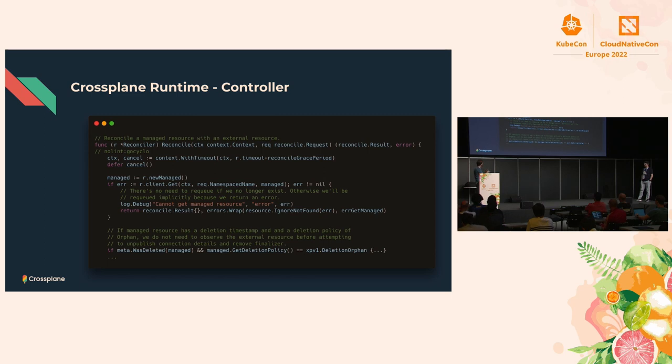controller. For example, you can see here we get the resource, new managed, and I will show you the interface there. It works with an interface, and I'll show how it's generated. And then here the logic starts, right? For example, if the resource is deleted and if it's orphaned, don't touch it. If it's not orphaned, do this and do that. The whole logic is implemented here.